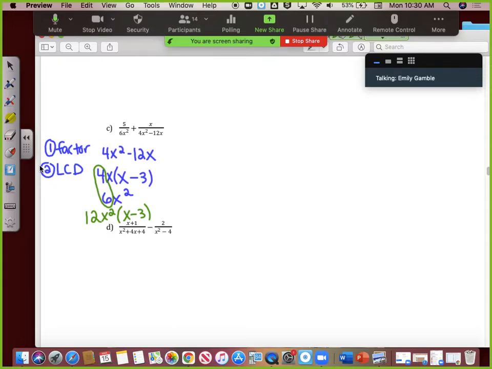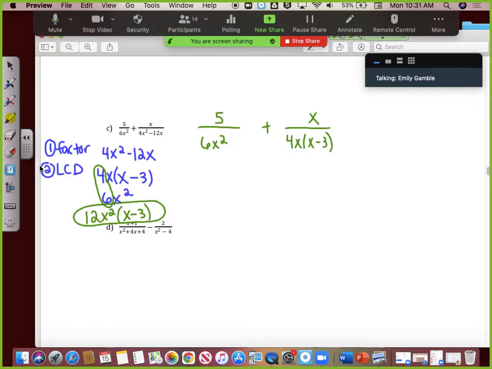So what I need to do is turn both of the denominators from where they currently are, like 6x squared and 4x squared minus 12x, and turn them into being equal to 12x squared times x minus 3. This is where it gets tricky. So 5 over 6x squared plus x over, and I'm going to put the factored form of this, 4x times x minus 3.